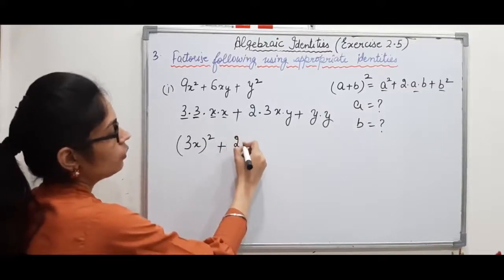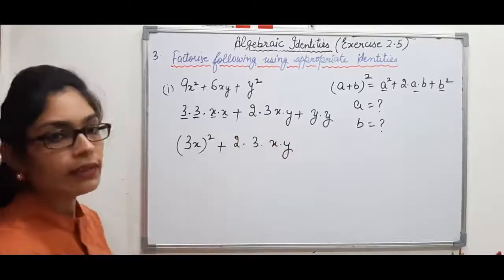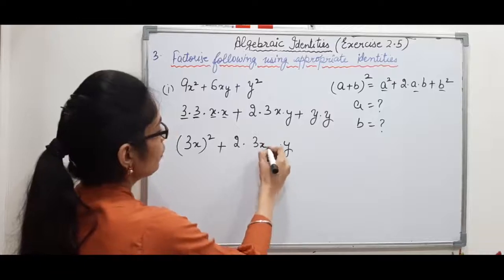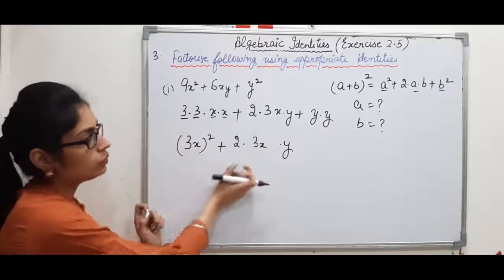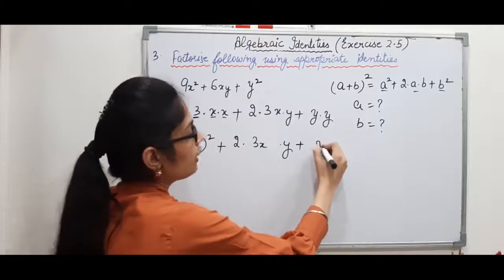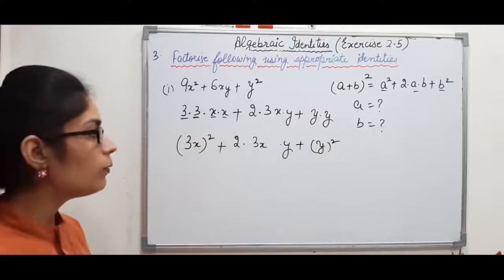Plus 2 into 3 into, so this term I will write it as same. Or if you want, you can write 3x together, because here we have got one term 3x. So you can write 2 into 3x into y. So y into y, if you want, you can write in this way. It was earlier also as y square.